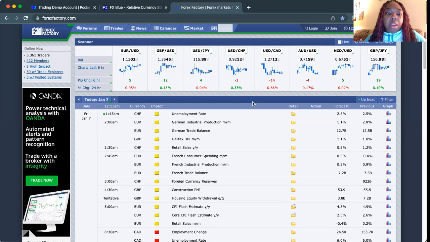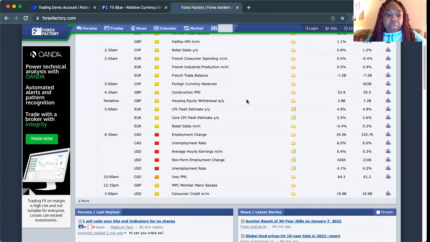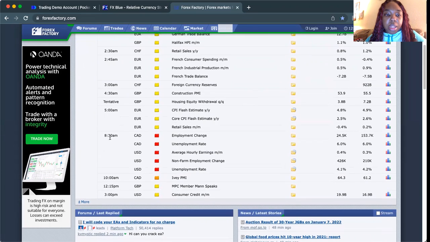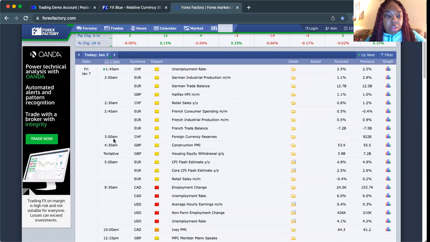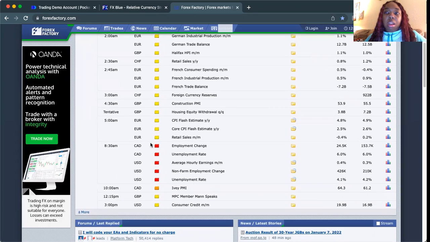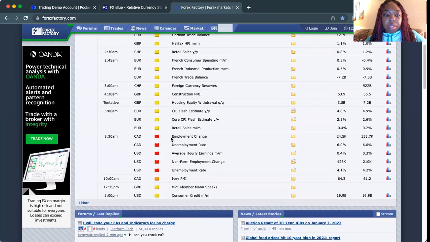Okay, so we can look. Here, if you notice, if I scroll, it says 8:30 a.m., January the 7th, that's Friday. 8:30 a.m. it says employment change. It has Canadian, so CAD. With that being said, that gives you an idea to stay away from CAD, because there's red folders, unemployment change. That gives you an idea to stay away from Canadian.